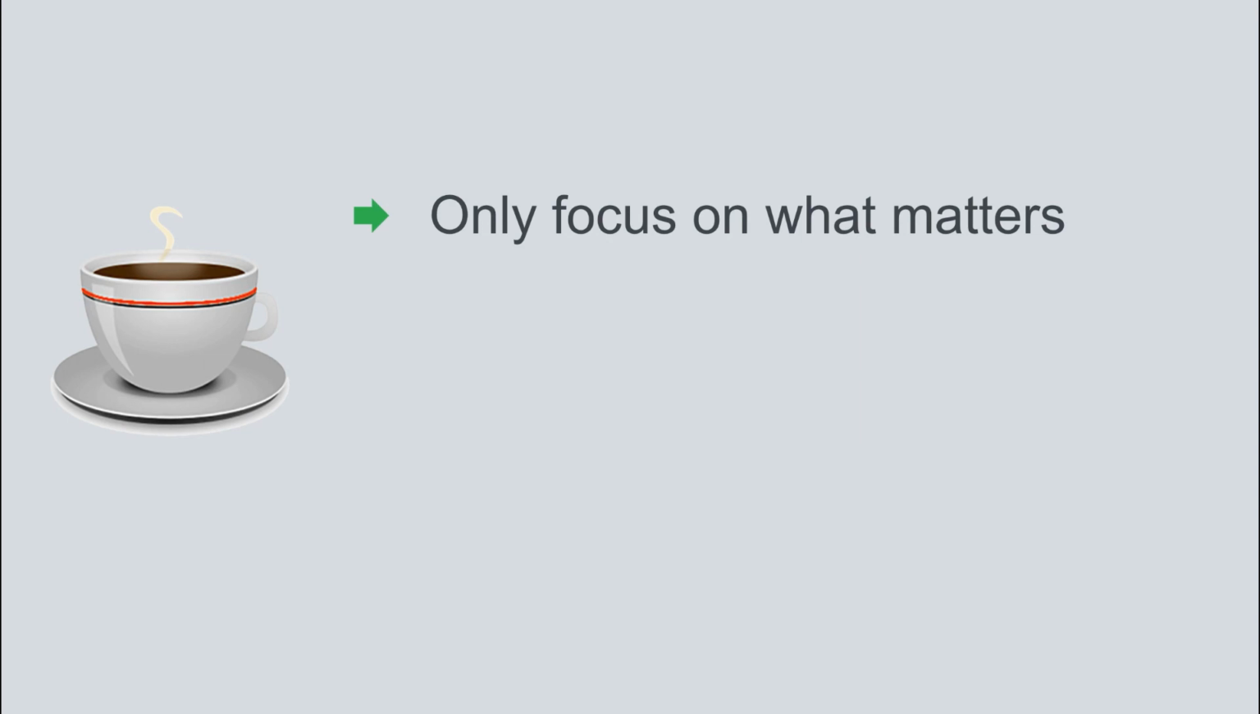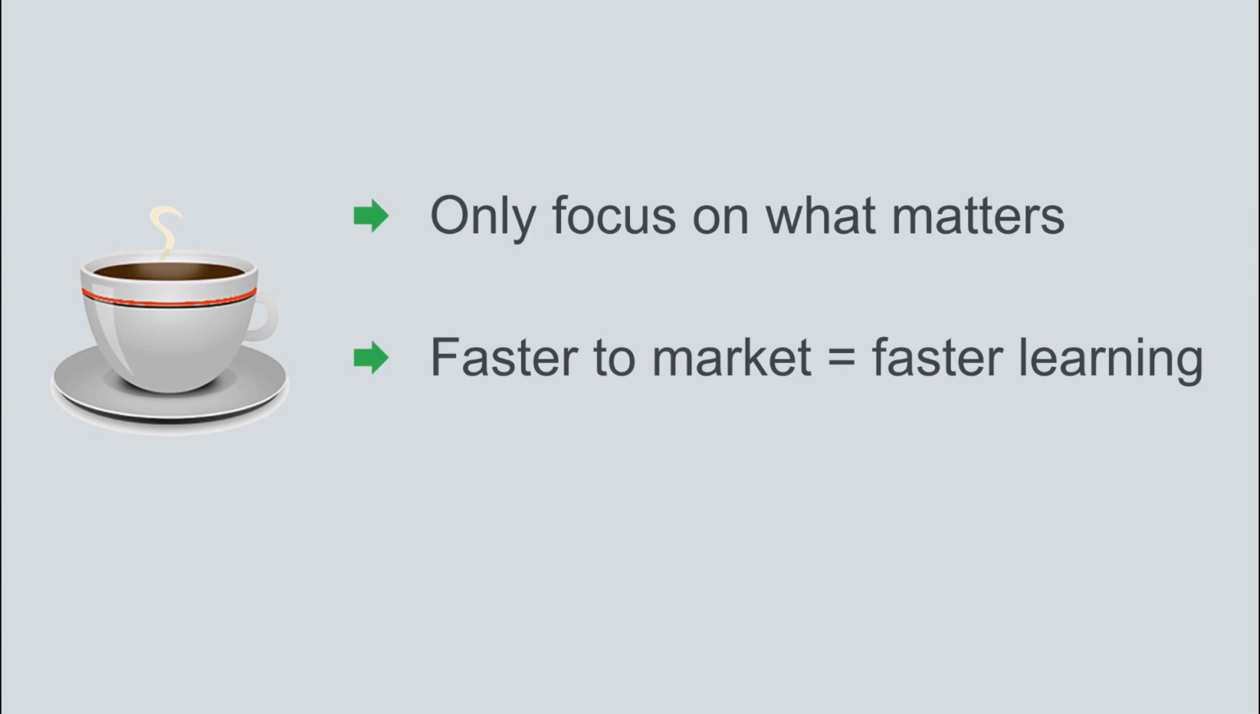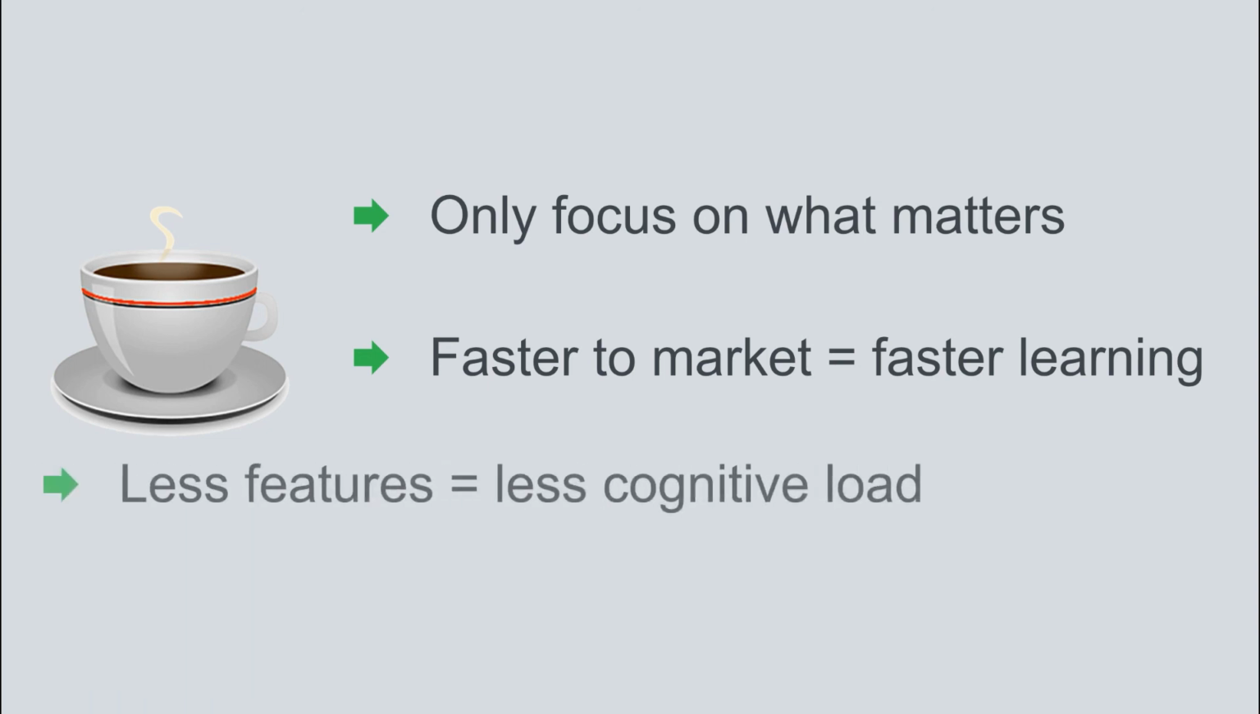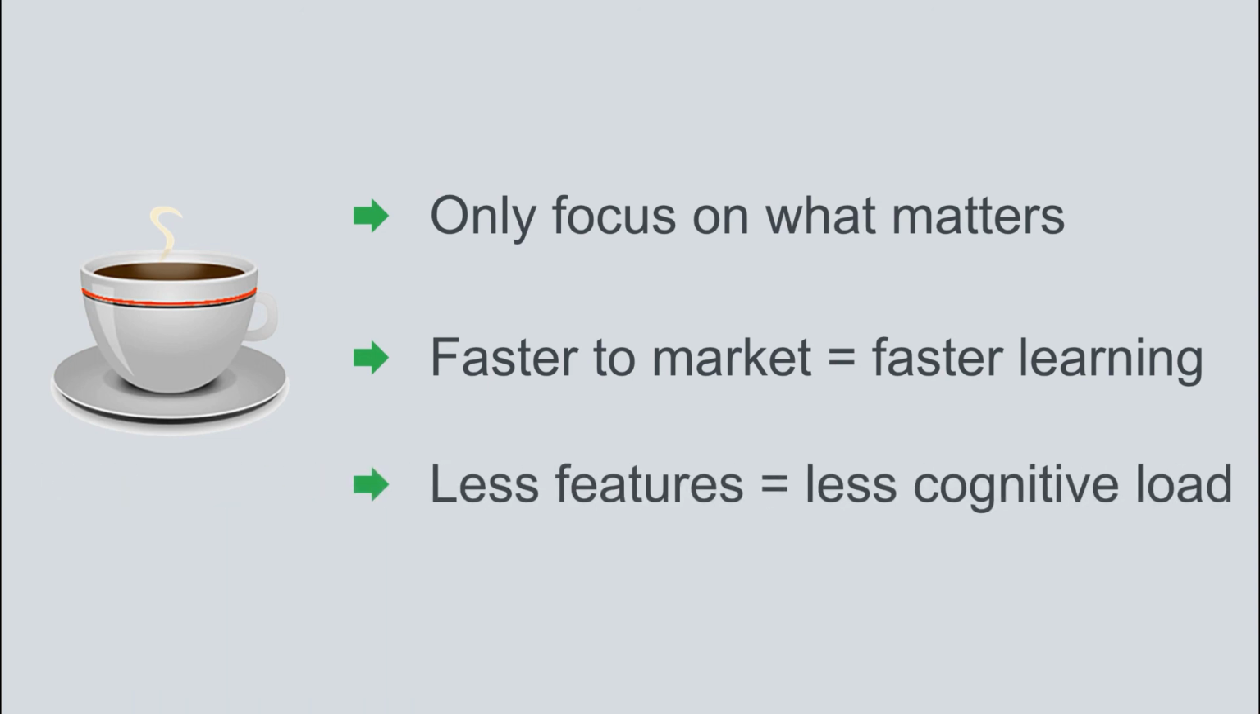So in conclusion, using the cup method, you can focus on what really matters and eliminate everything else. This means you can go to market faster and you can start learning faster. Don't expect to get everything right with your first try, but the goal is to get to market as soon as you can so you can start learning as soon as possible, which will allow you to iterate your way to success. And finally, the cup method will definitely mean fewer features, and this means less cognitive load for your user, which means it'll be easier for the user to understand what your product is all about, to be able to get familiar with your product, and to be able to recommend your product to other people.